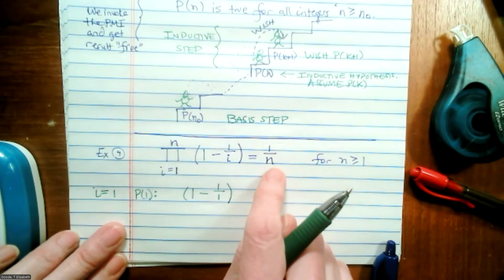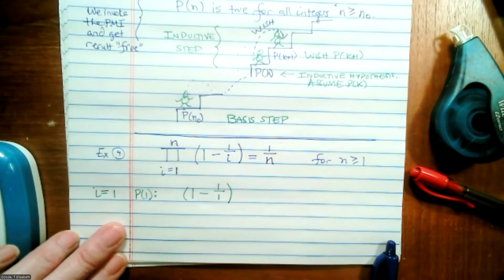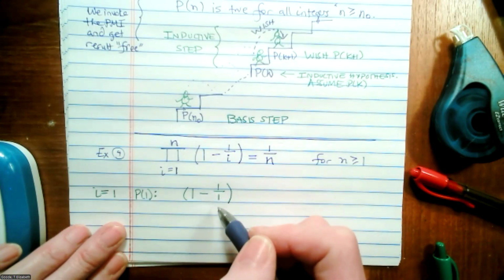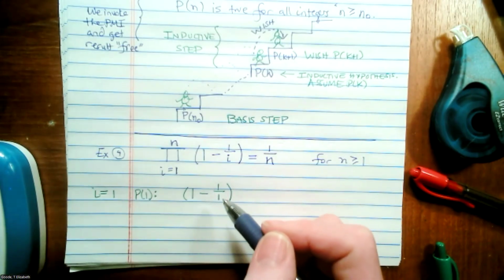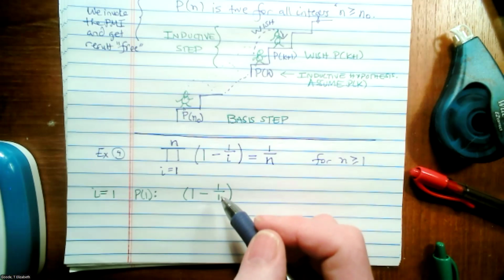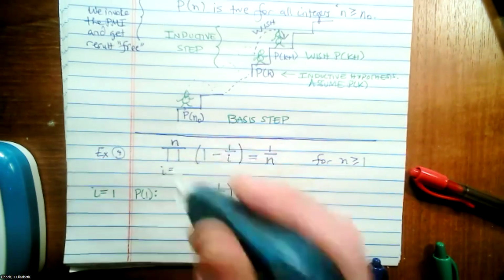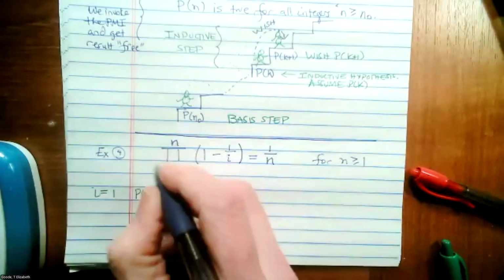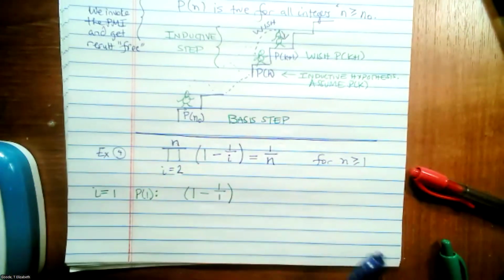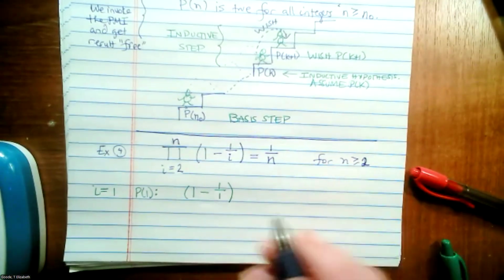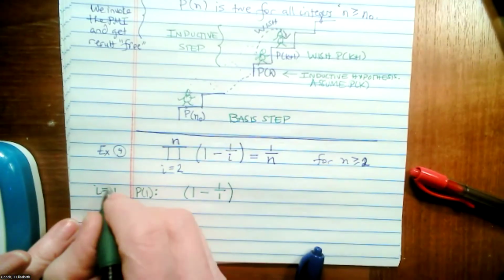It's not right. It's not that, right? Because 1 minus 1 over 1 is, I wonder if it starts at 2. Maybe it's not true at 1, but maybe it's true at 2. Because sometimes these are not true at 1, but they're true later. Let's try I equals 2.